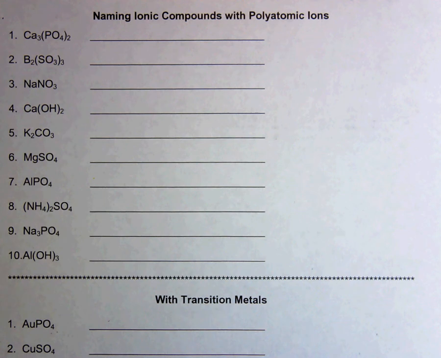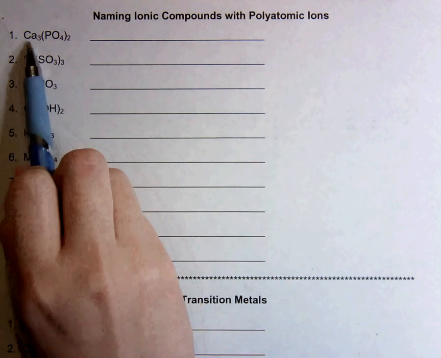Naming ionic compounds with polyatomic ions. Again, we're still naming ionic compounds. In this case, though, we're going to have more than just two elements. On the last ones we did, they were binary compounds, so we only had two elements involved. Here, as you can see, we have more than two elements.